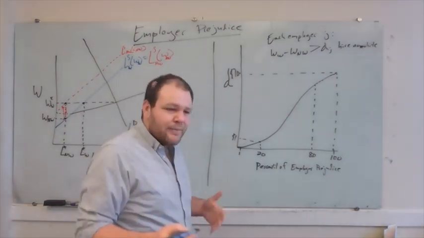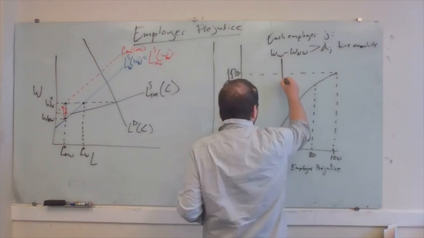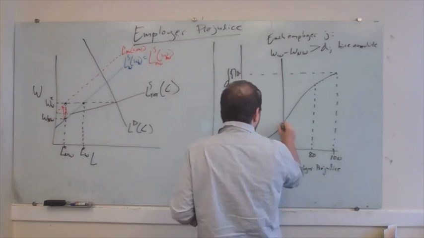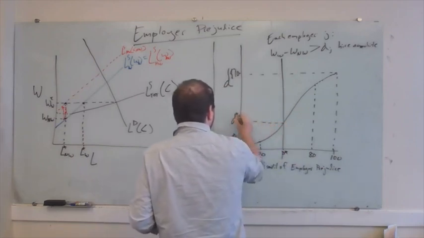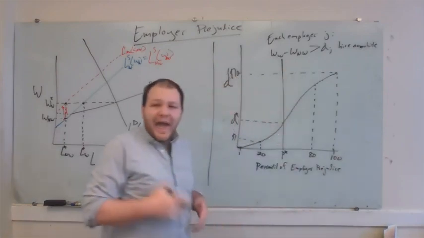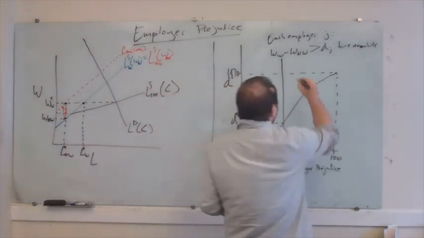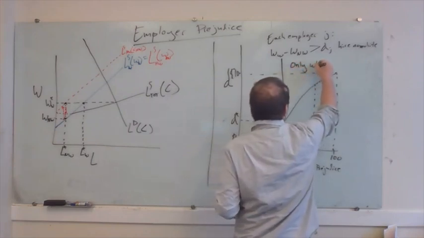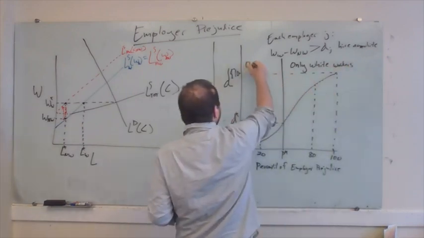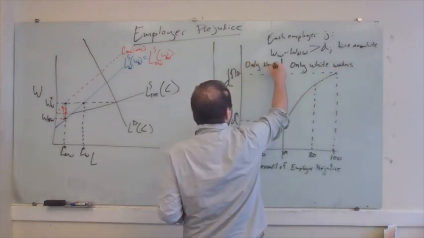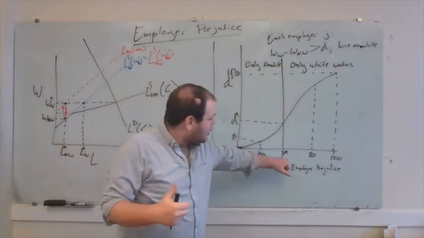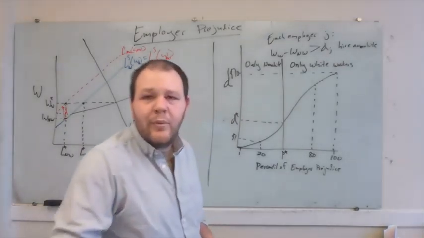So what this can let us do is tell us that there's going to be some threshold employer who has some threshold level of discrimination that's exactly equal to the size of this wage gap. Every single employer who's more prejudiced only hires white workers. Every employer who's less prejudiced only hires non-white workers, right? This person is the only person in the economy who's indifferent between hiring white workers and hiring non-white workers.